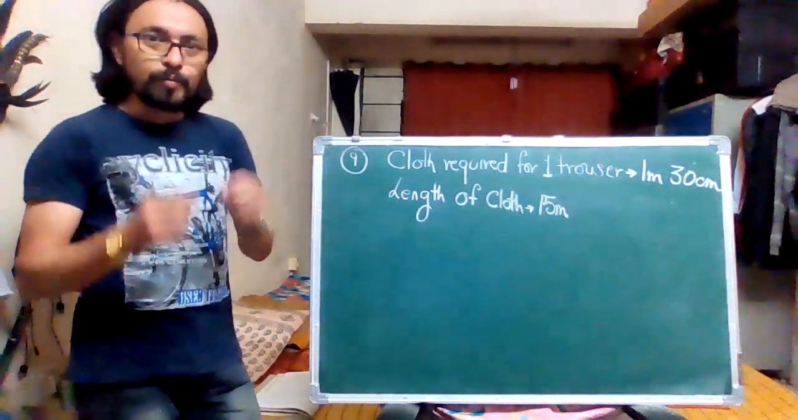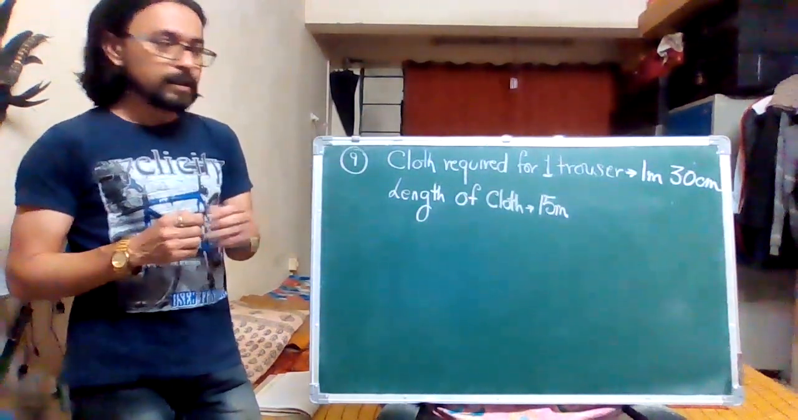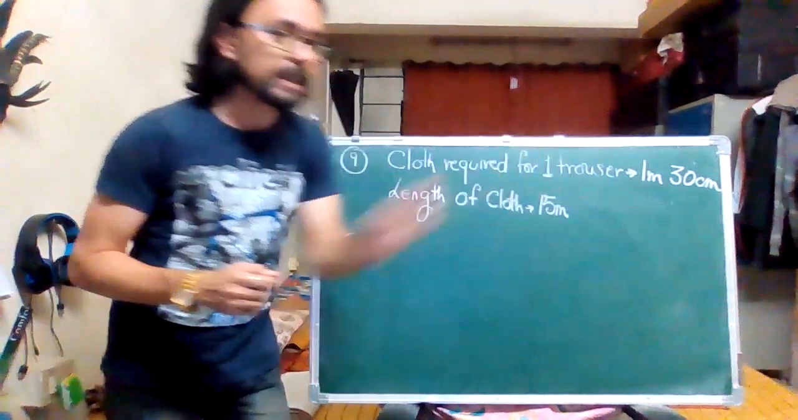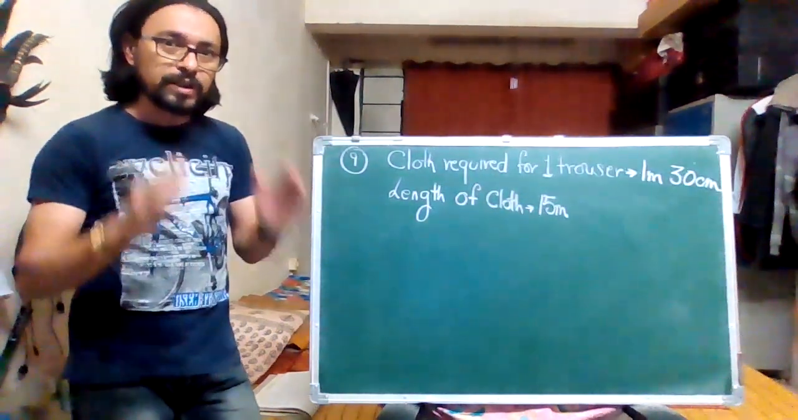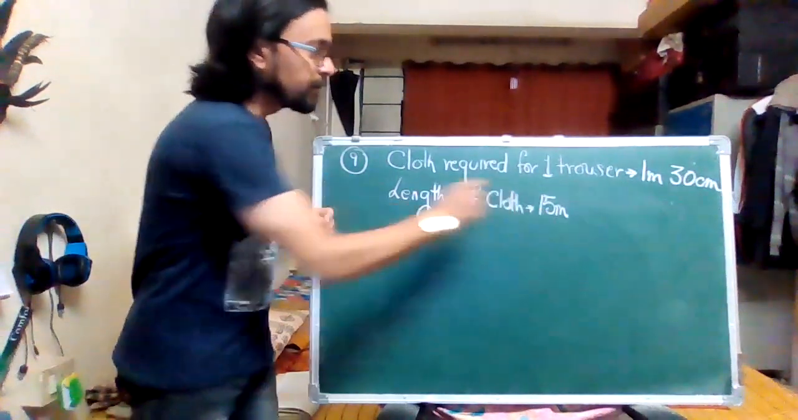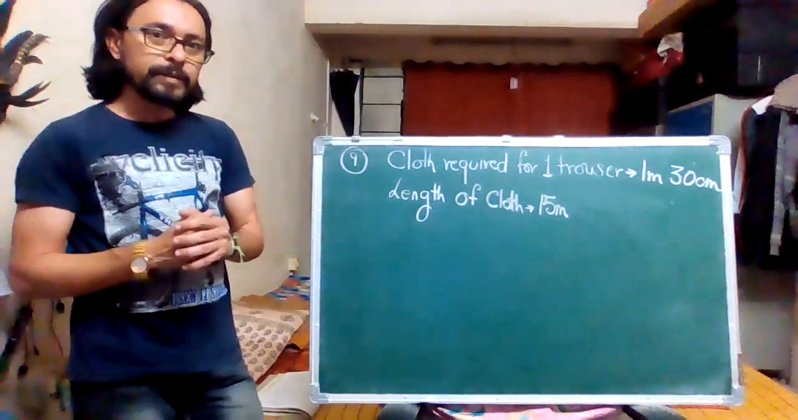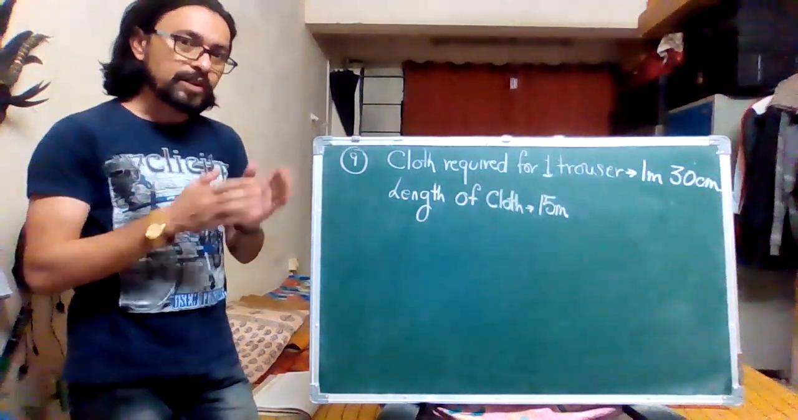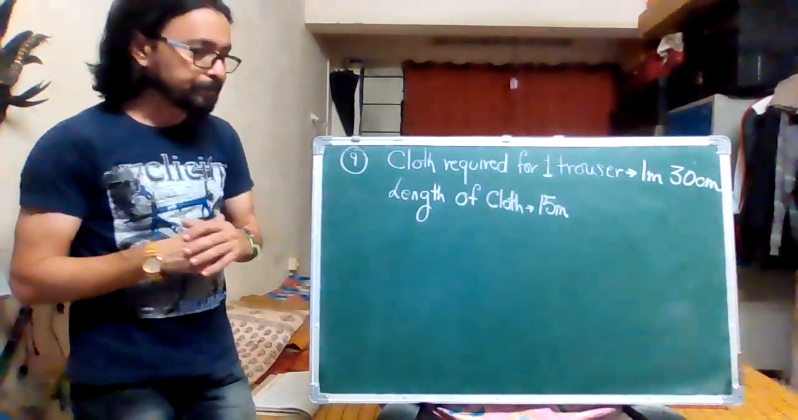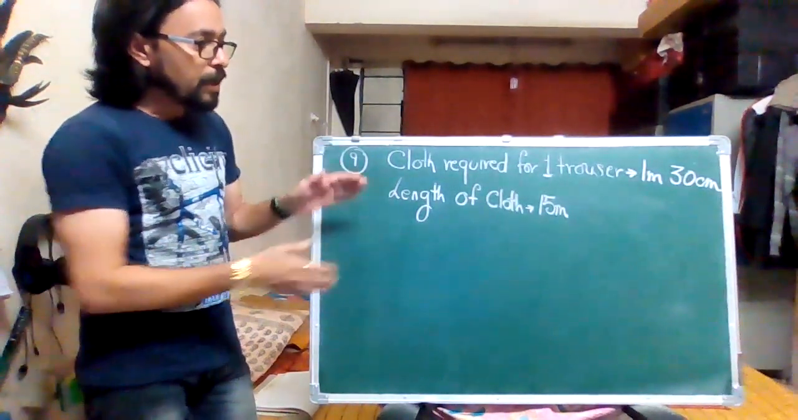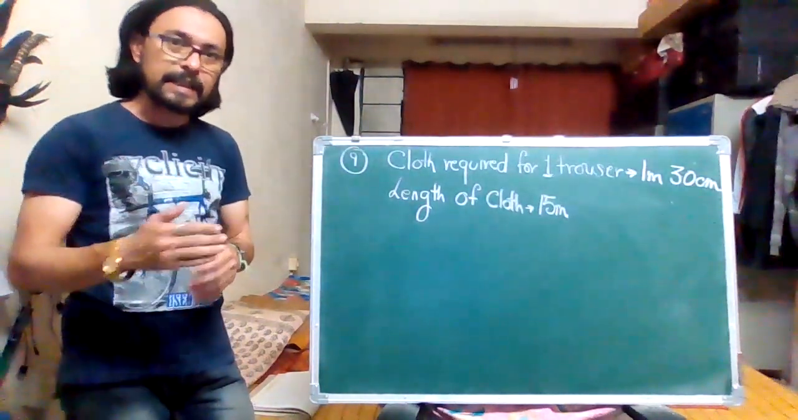That means to make one trouser for a person, you will require 1 meter and 30 centimeters of cloth. But the total cloth available is 15 meters. They are asking you how many trousers will be made, and after those trousers are made, how much material will still be left behind. So in order to work out this sum, what operation will come, we'll discuss later on.